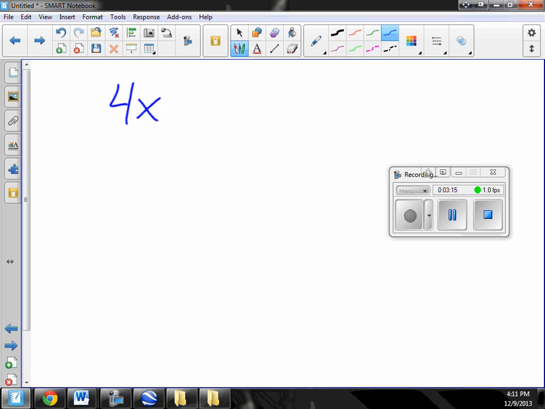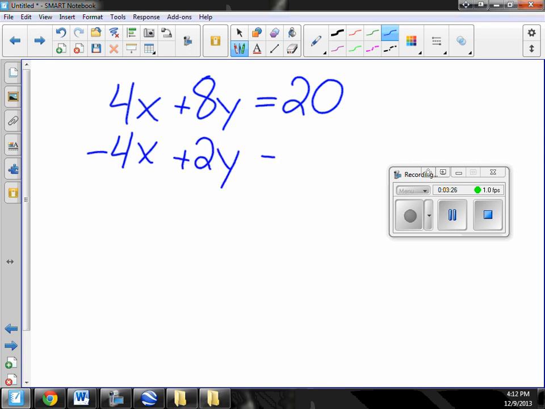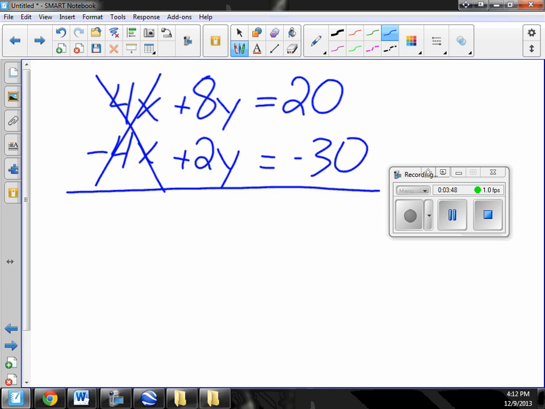So let's try another one. 4x plus 8y equals 20, and negative 4x plus 2y equals negative 30. So write those down. To eliminate, I need to add the two equations together, but I need to make sure that one of the variables is going to cancel. I have a 4x and a negative 4x, and those will cancel, so I'm good. My x's cancel. 8y and 2y is 10y. 20 minus 30 is negative 10.